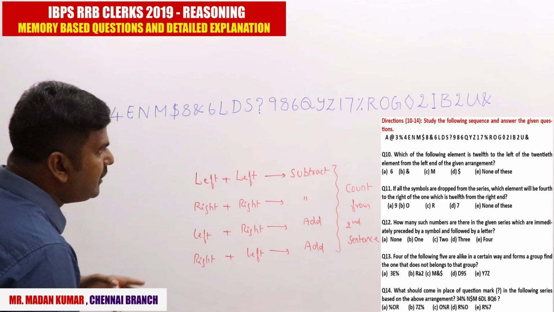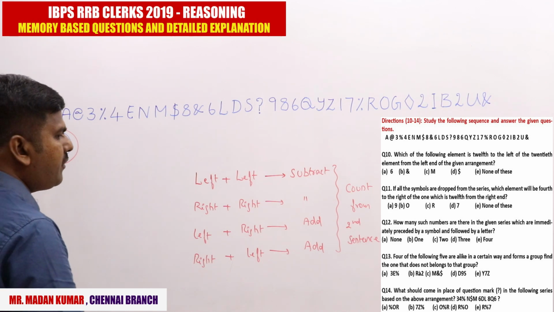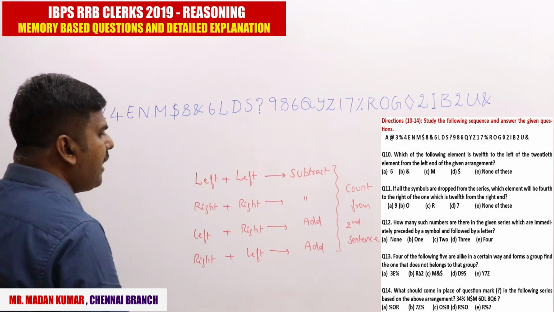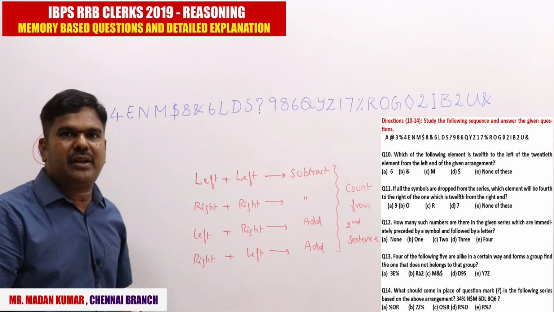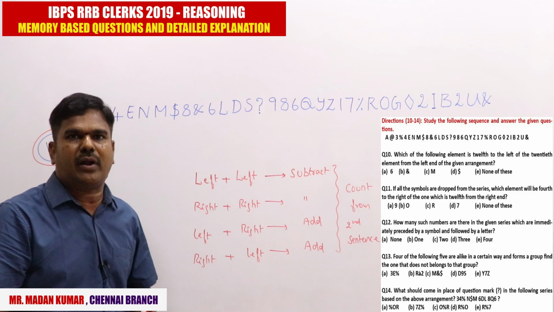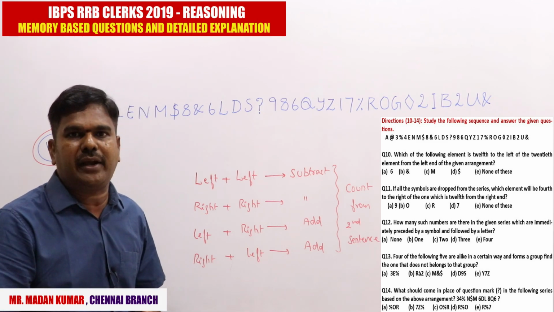If all the symbols have been dropped from the given sequence, then which element will be fourth to the right of the one which is 12th from the right end? Again, both are given as right. 12 and 4, subtract them. 12 minus 4, how much? 8. We need to find the 8th from the right end.